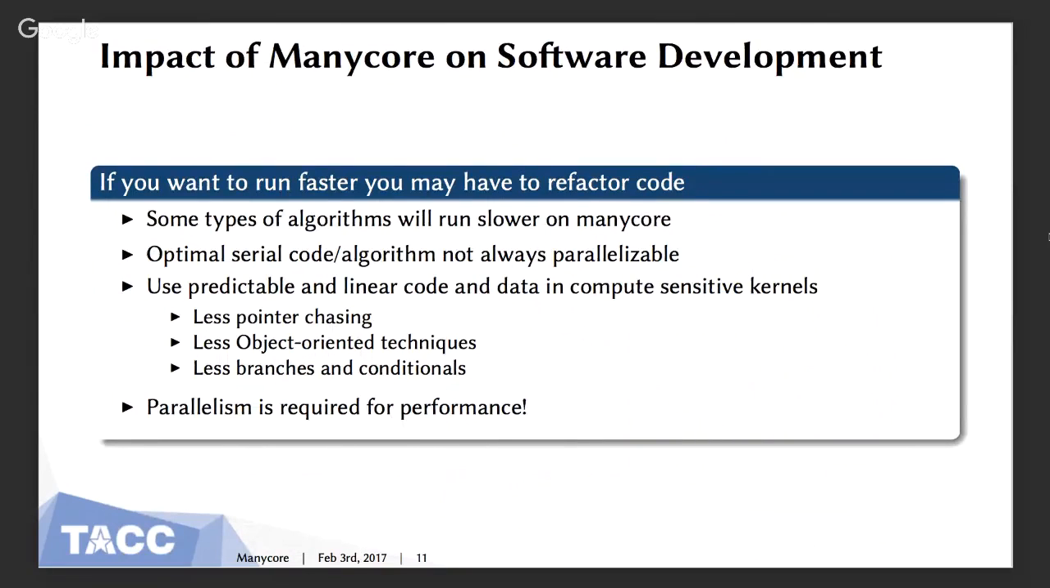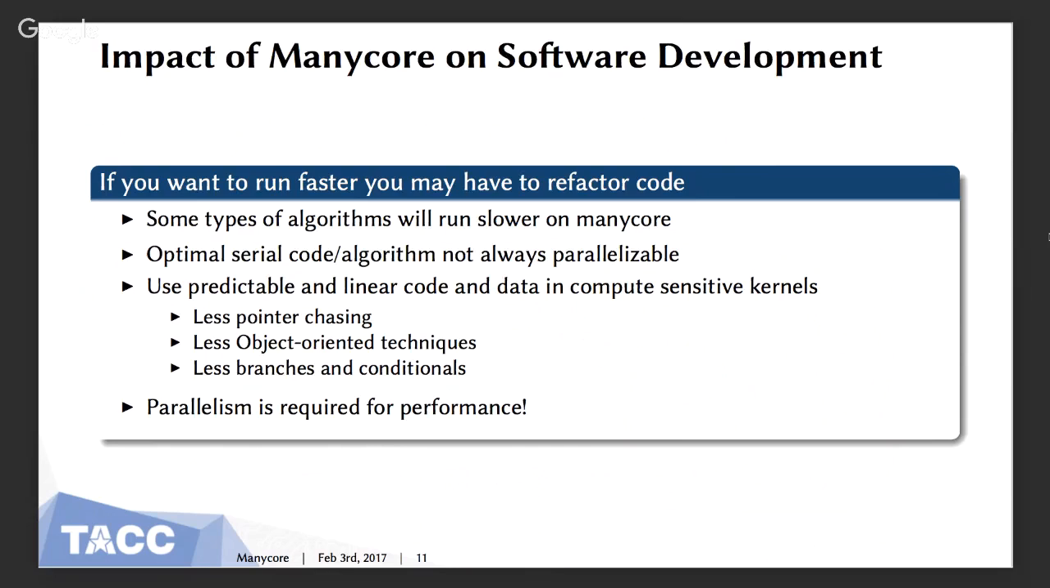The impact that this has on your software development: if you want to go faster, you might have to refactor your code. Some algorithms will actually run slower on manycore because they're serial in nature and each individual core is a little bit slower. Sometimes an optimized serial code, where you do some tricks to optimize it, or some optimal serial algorithm is not parallelizable, and then you'll have to fall back to maybe a simpler algorithm, not quite as optimized, but you can still parallelize in some way.